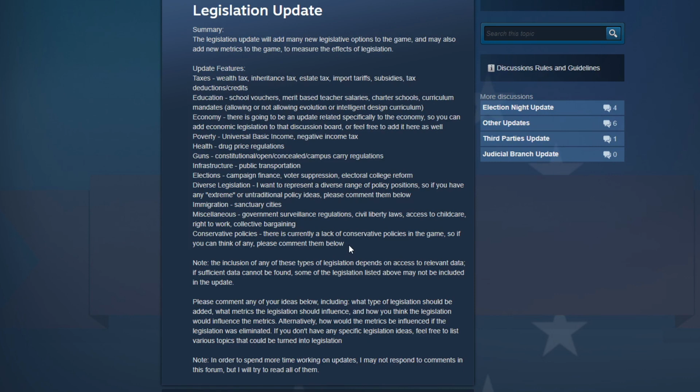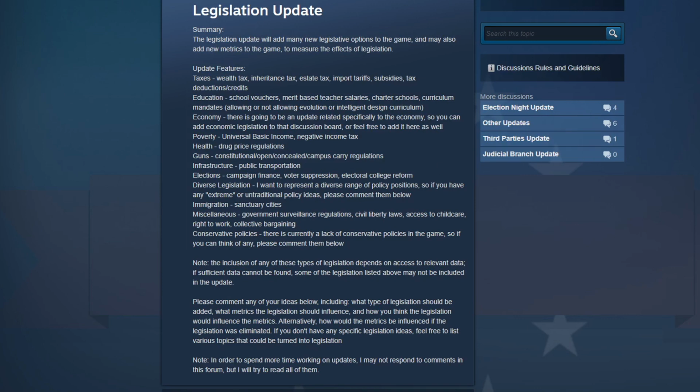One thing he does admit the game does not have, and I do have a hard time playing as a Republican in this game, is conservative policies. There is a lack of them in the game, so if you can think of any, please comment them below. If you guys have ideas, I could take a combination of them and post them into the discussion below.